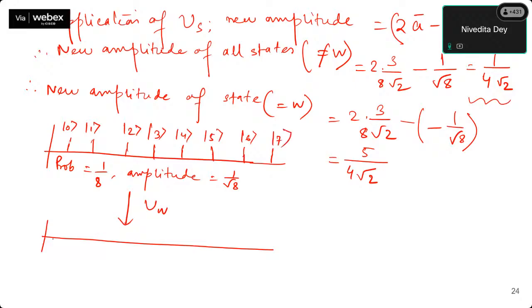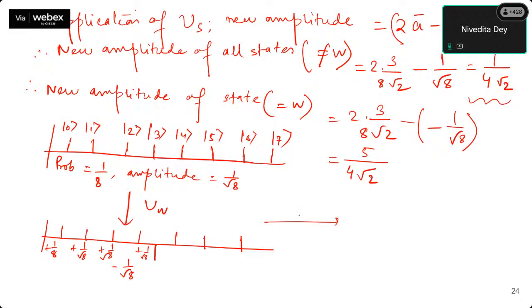Then what will I make? I won't do anything with the amplitudes. I will simply be changing its phase here. So here it will only be minus 1 by root 8. All the other values are plus 1 by root 8. 5, 6, 7 are as they are.